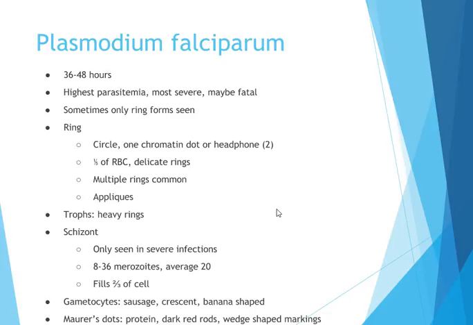Okay, Falciparum has a 36 to 48 hour life cycle, and it's the organism that has the highest parasitemia. So this means that there are going to be a lot more red cells infected on the slide. It's the most severe and the most often to be fatal. Sometimes only the ring forms will be seen on the blood smear. So this is something that you need to remember.